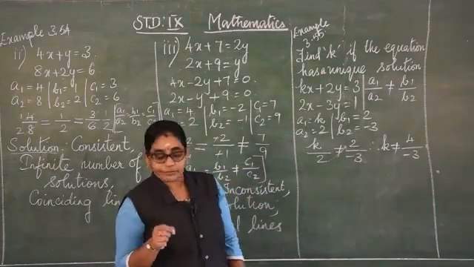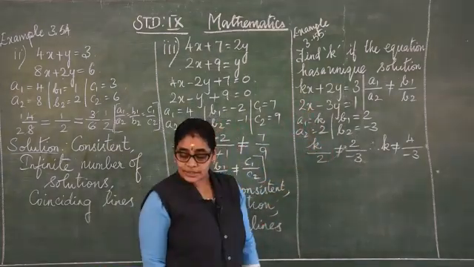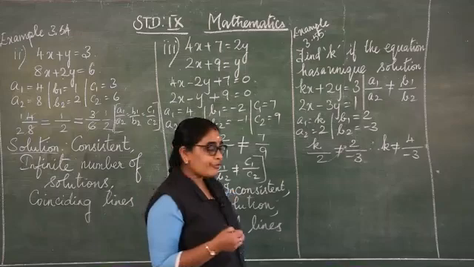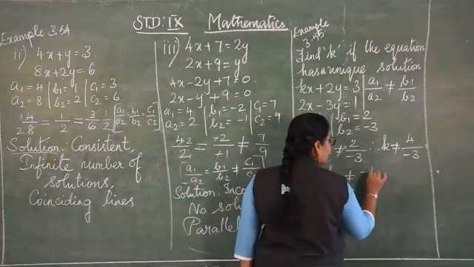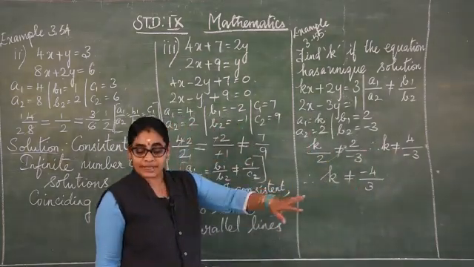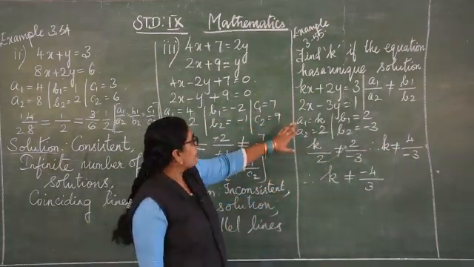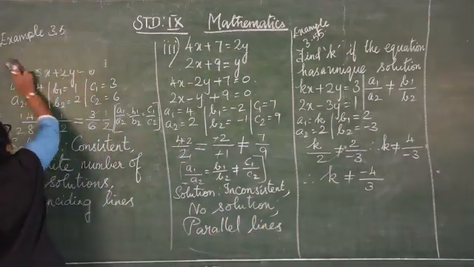Without 4 by minus 3, any other value you apply will give a unique solution. So the value of k is not equal to minus 4 by 3, or 4 by minus 3. This is the condition we have found for this question. Now 3.56, next question.